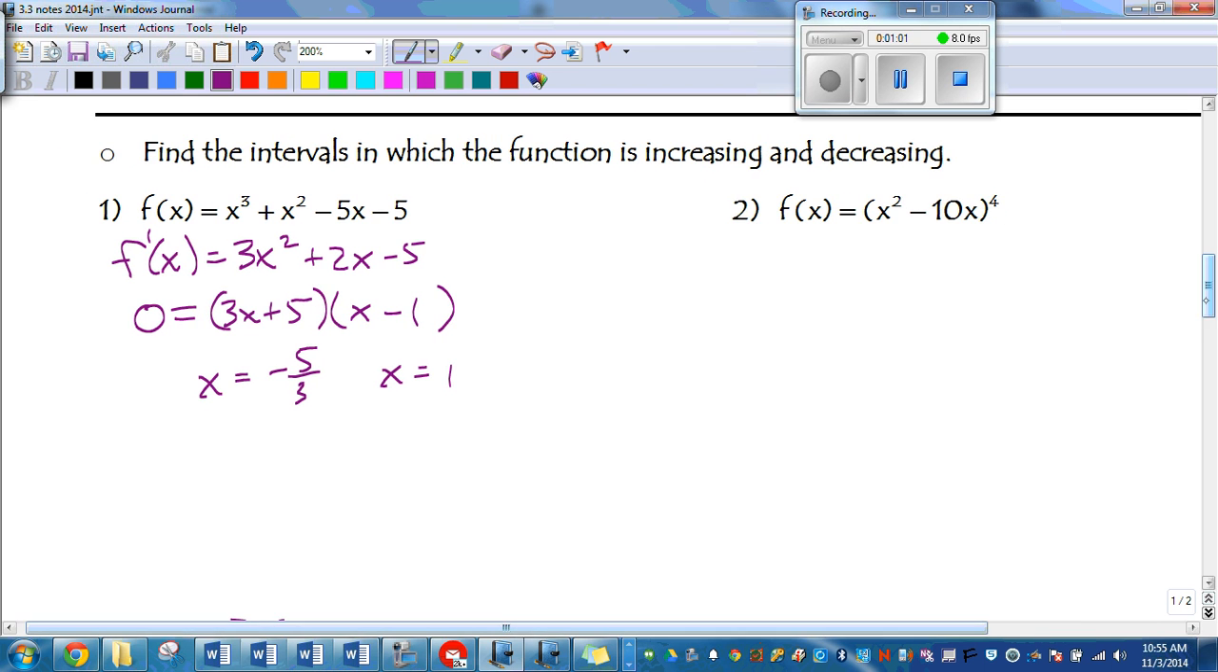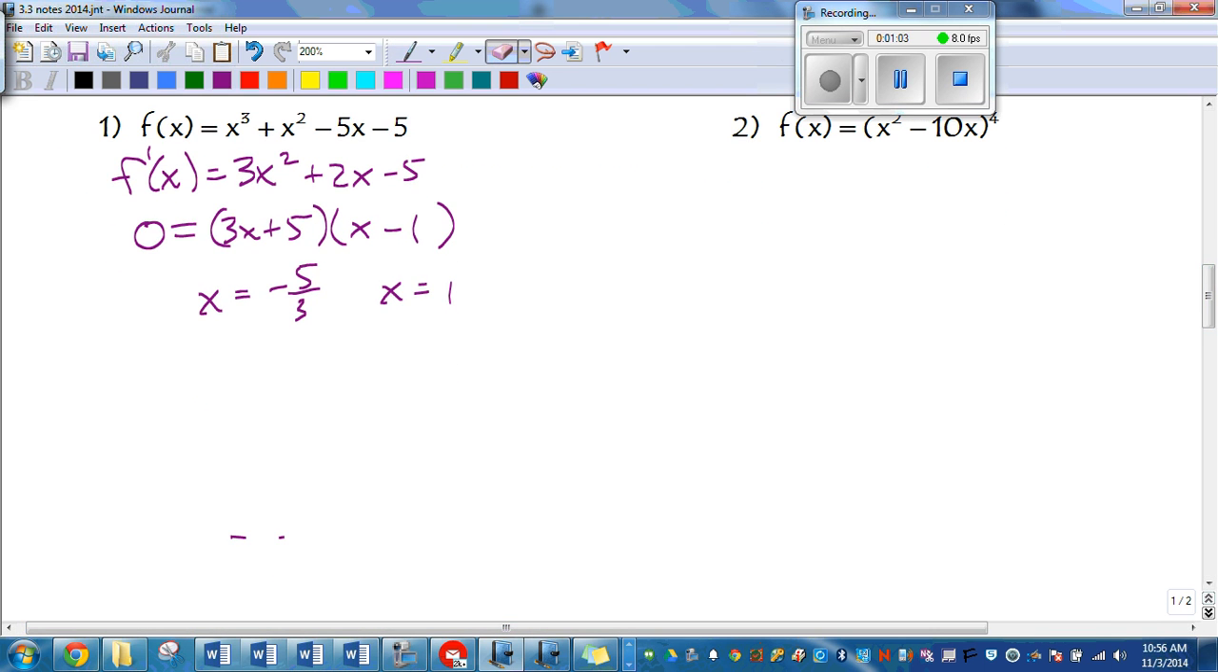So we're going to take those critical values and put them on a number line. So let's make a line. And this number line is going to tell us about the derivative of our function. So I'm going to label it with derivative of f. Because down the road, we're going to look at some number lines that have the second derivative. So you want to label it so we know what we're talking about here.